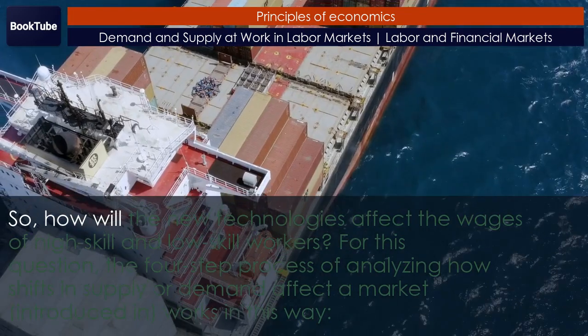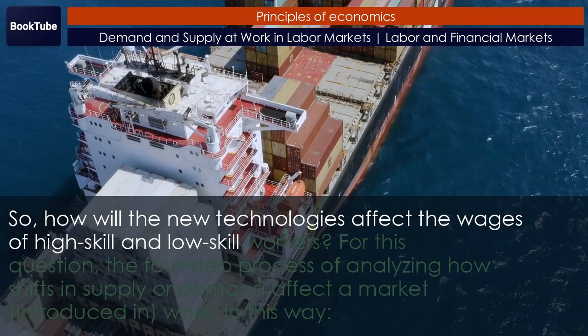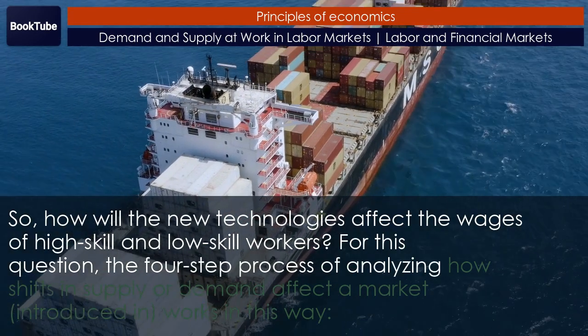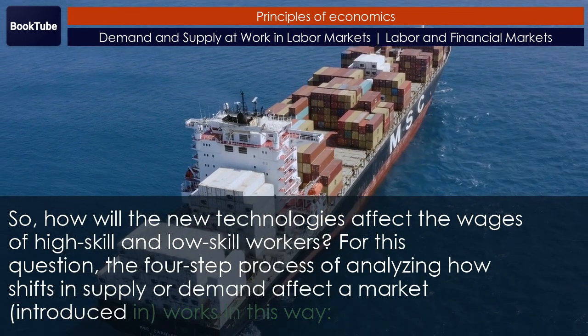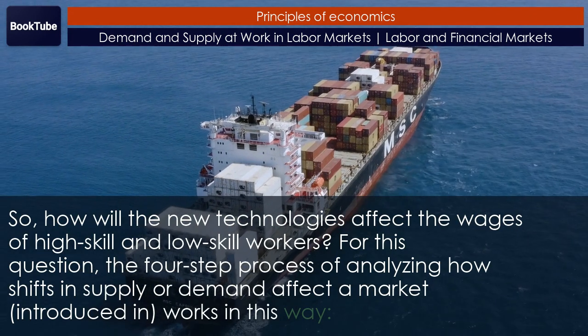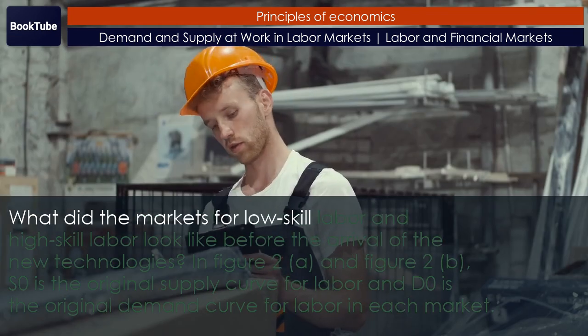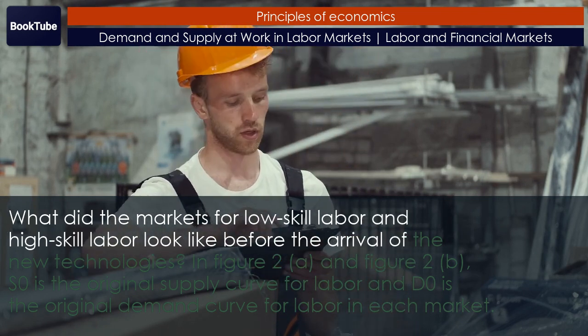So, how will the new technologies affect the wages of high-skill and low-skill workers? For this question, the four-step process of analyzing how shifts in supply or demand affect a market works in this way. Step 1. What did the markets for low-skill labor and high-skill labor look like before the arrival of the new technologies?